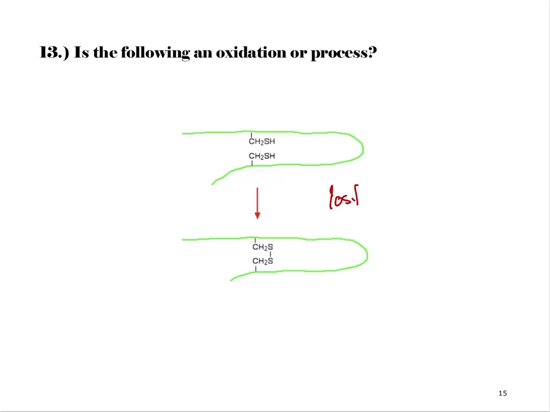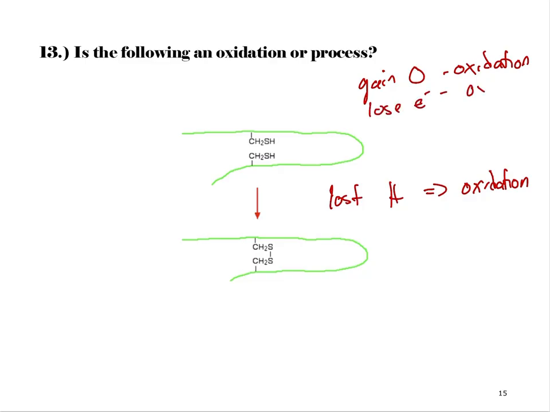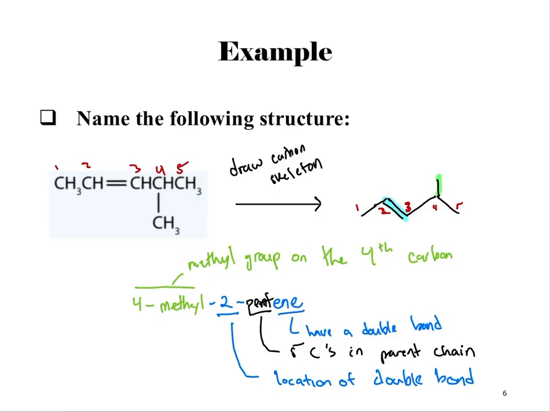We lost H, oxidation. Why? Because gain O, oxidation, lose electrons, oxidation. Both of those don't apply here. It's easier to think about in terms of losing hydrogen. And we have the reverse for reduction. What's this?